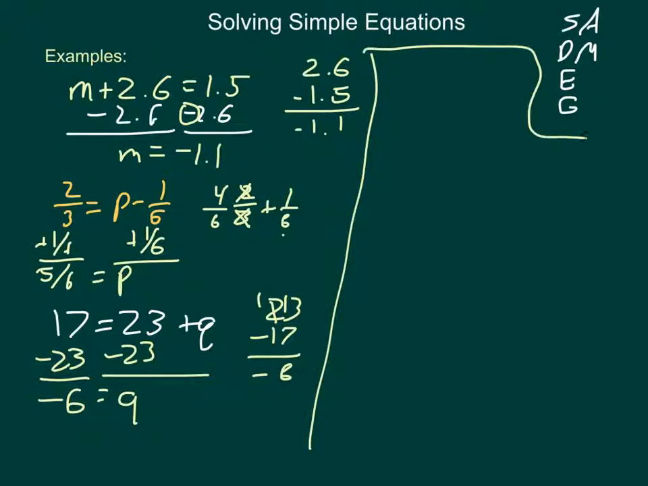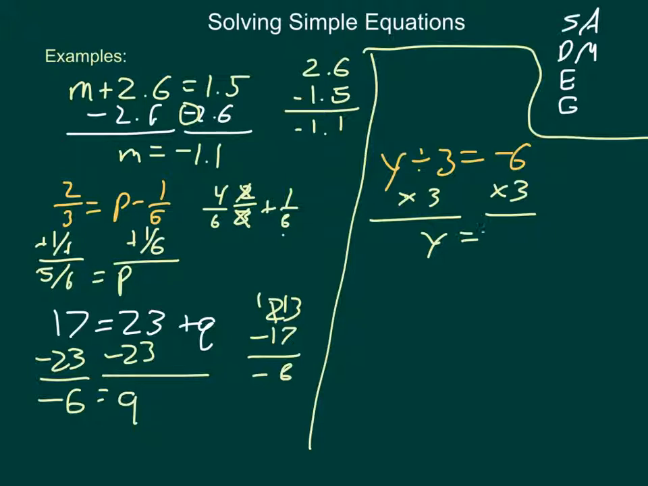Now, continuing, what are some other equations we could do? Well, we can take y divided by 3 equaling negative 6. Running through our SADMEG, do we see any subtraction or addition? The answer is no. So, next step, do we see any division or multiplication? Well, yes, we have division by 3. So, in order to undo this, we are going to multiply both sides of this equation by 3. Y will equal a negative 18. 6 times 3 is 18. There was one negative sign, so our answer comes out as a negative 18.